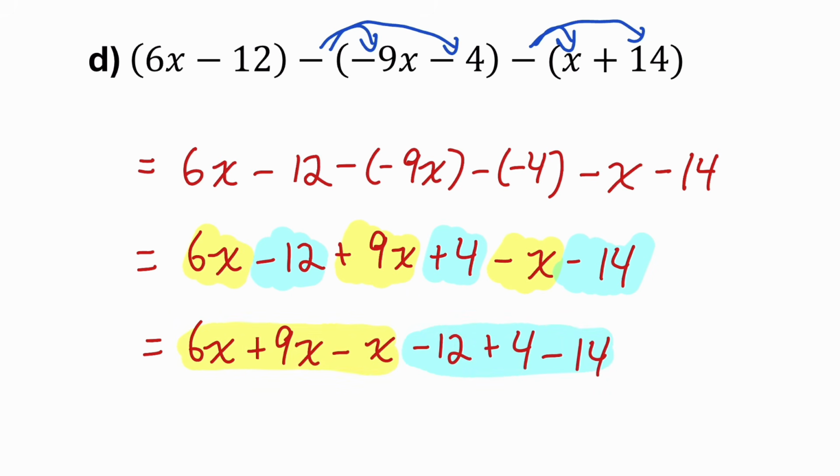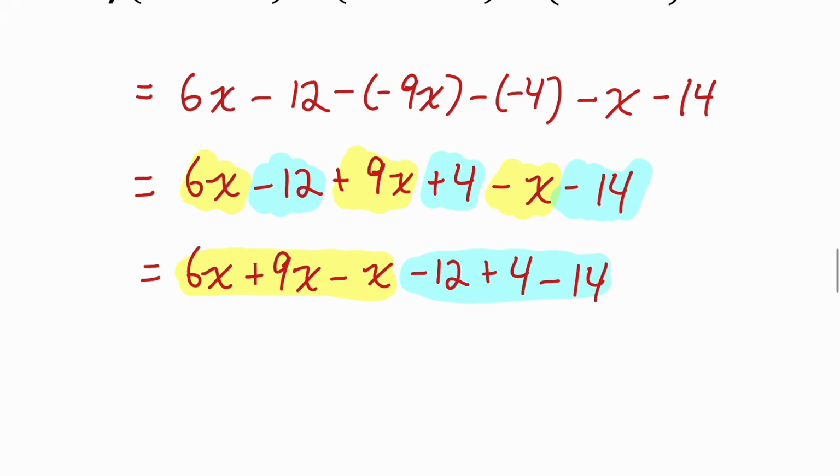Collecting the like terms together, 6x plus 9x minus 1x. 6 plus 9 is 15, minus 1 is 14, so this would be 14x. And then the constant terms, negative 12 plus 4 is negative 8, minus 14 would be negative 22. So it would be 14x minus 22 as the final simplified expression.